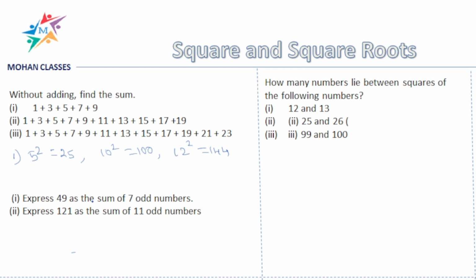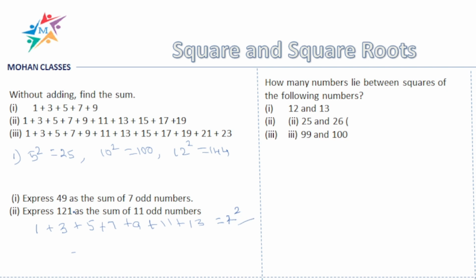We express 49 as a sum of 7 odd numbers. That means 1 plus 3 plus 5 plus 7 plus 9 plus 11 plus 13. 1, 2, 3, 4, 5, 6, 7. We will get 7 square. Add it: 4, 9, 16, 25, 36, 49. 7 square is 49.